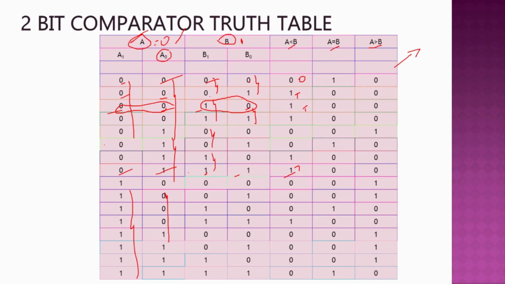A is equal to B. Consider all these 4 values: A1 equal to 0, A0 equal to 0, B1 equal to 0, and B0 equal to 0. All the values will be 0, and finally A is equal to B. The condition is true. That's why you will fill 1 here.